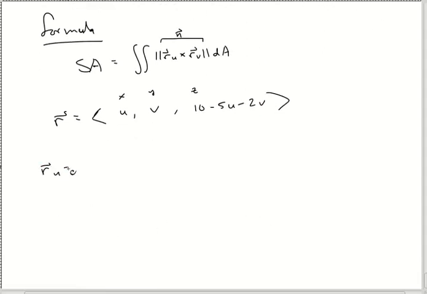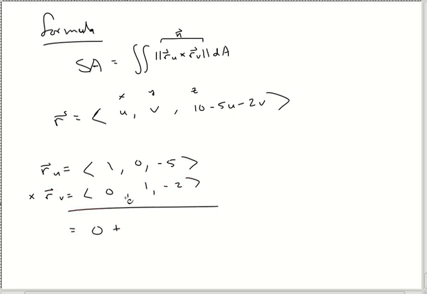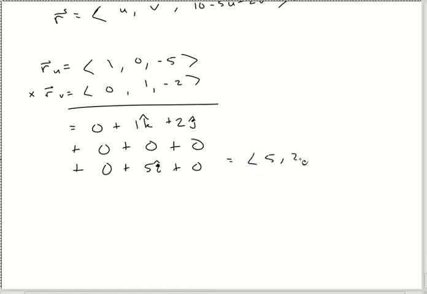So now I got to find r_u, and I'm going to cross it with r_v. So 1, 0, negative 5. In terms of v, I got a 0, 1, negative 2. Always start with a 0, 1k. 2 negatives make a positive j. 0 times anything is 0, so that's all going to 0. We got a negative 5, but that's a negative i, so a positive in the end. Positive 5i, and then a 0. So we got 5, 2, and 1.